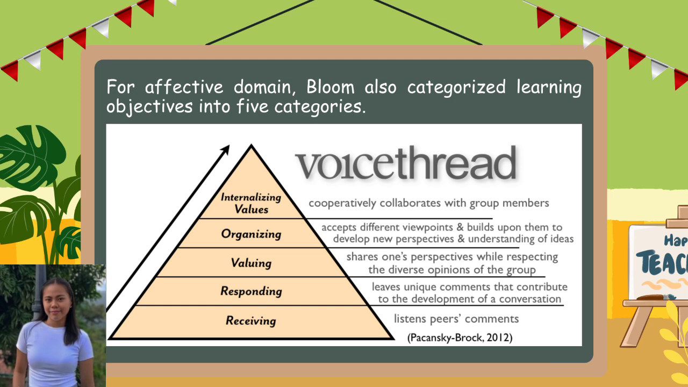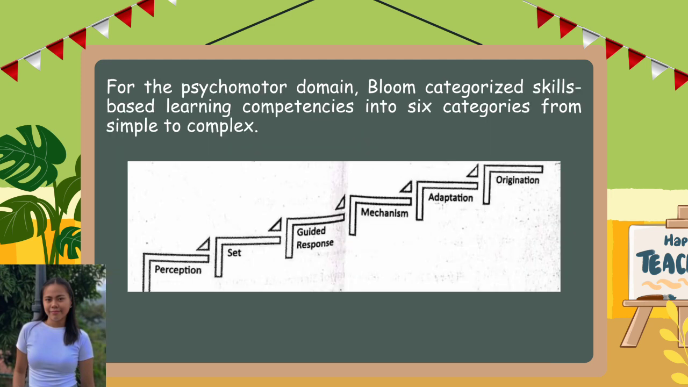For psychomotor domain, Bloom categorized skills-based learning competencies into 6 categories from simple to complex. The first one is perception, the ability to notice or identify cues in your environment. For example, recognizing how a tool should be handled.